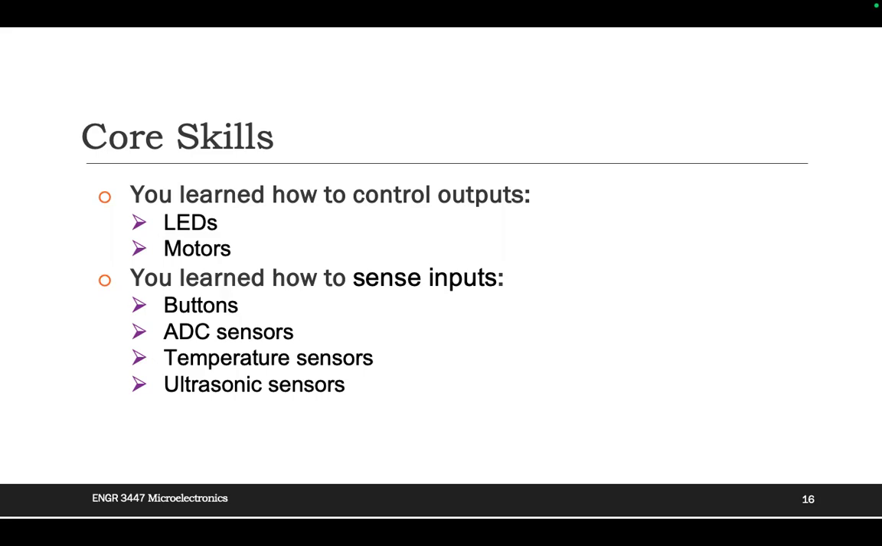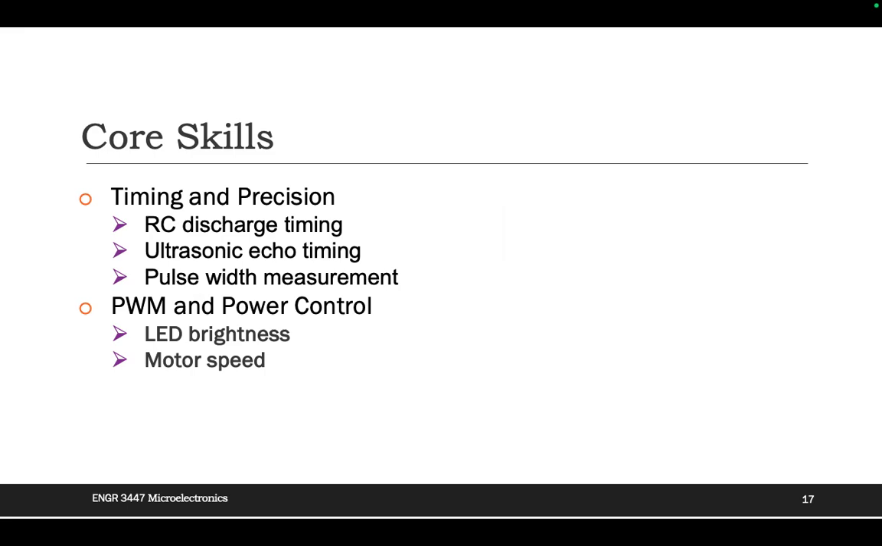Do you know how to sense, control the outputs, and source the inputs for now? Yes. I think you know that, right? Okay, and then you need to know how to do timing and processing.